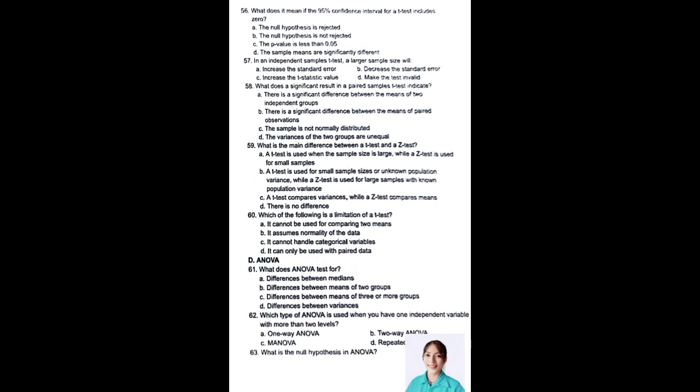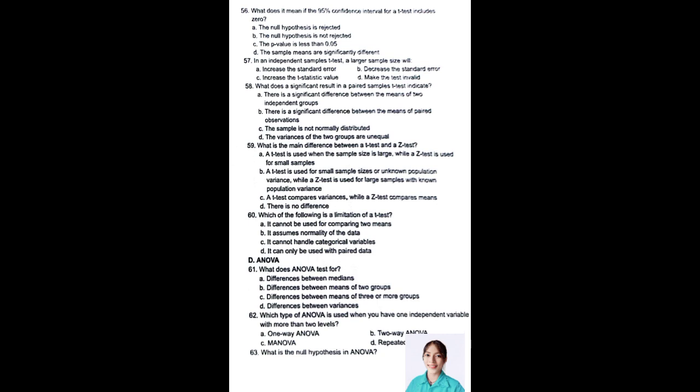So that's in option C. Next, in number 62, which type of ANOVA is used when you have one independent variable with more than 2 levels? The type of ANOVA you are going to use if you have one independent variable with more than two levels is one-way ANOVA. So that's in option A.